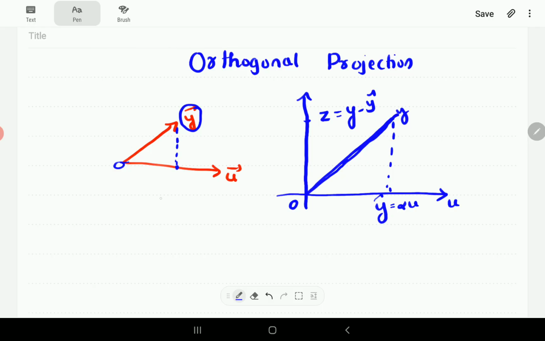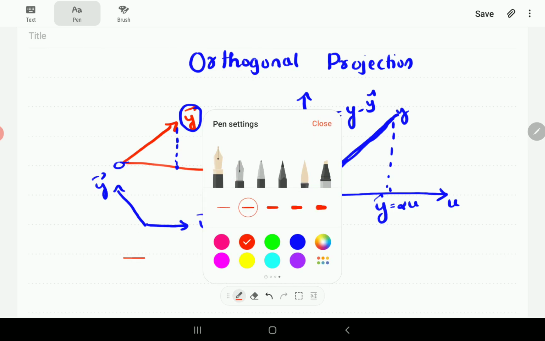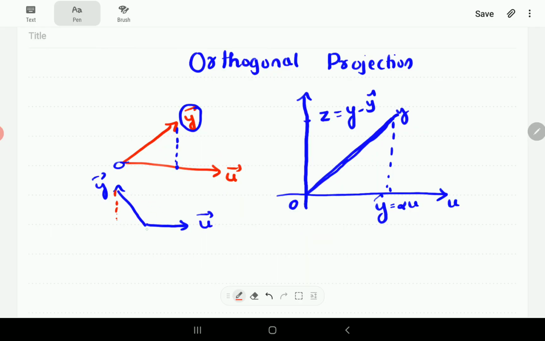Is it also possible if I have a vector like this? Suppose this is my vector y and this is my vector u. Then what is the projection here? Here the projection will also be perpendicular. You can see this distance in the direction of u. So basically the idea is this.